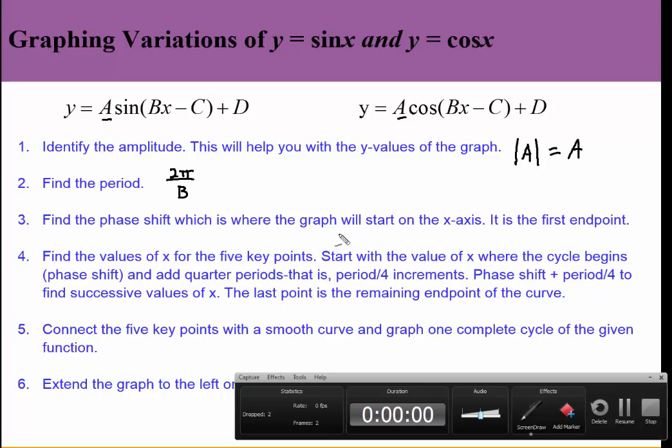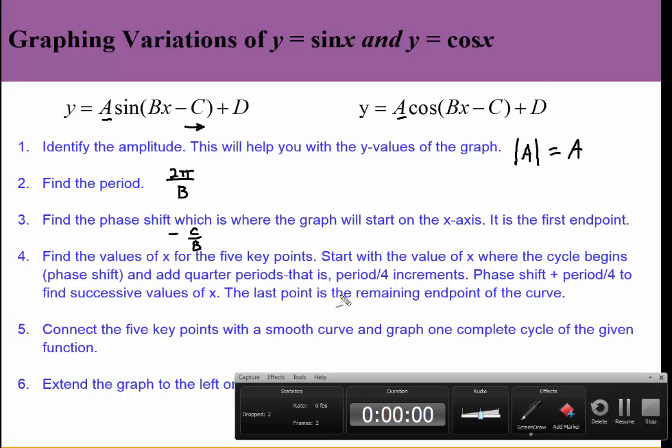Find the phase shift, where the graph will start on the x-axis. This is what's called the first endpoint. And to get the phase shift here, you're going to say that is minus c over b. Now, if you remember your college algebra or pre-calculus algebra, if this was a minus number here, it usually shifted the graph to the right. If that was positive, it shifted left. And in pre-calculus and college algebra, a lot of times you didn't have this b number to deal with. But in trig, you will, so don't worry about that. We'll go through some of these and you'll see it as we go along.